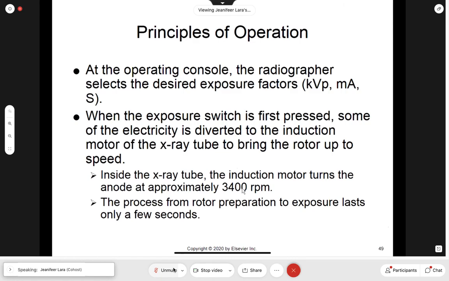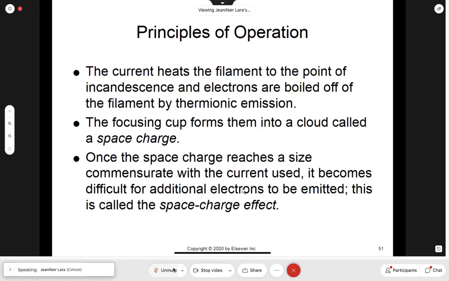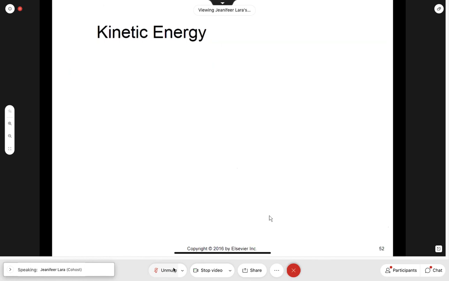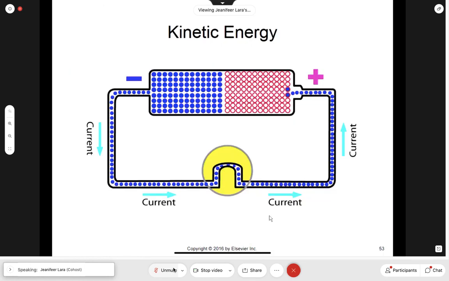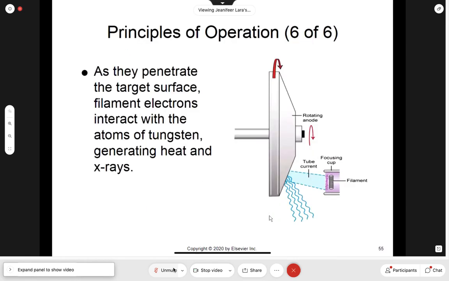While thermionic emission is happening also in phase one, the filament is going to be charged. The current heats the filament to the point of electrons being boiled off, and the focusing cup forms them into a cloud. Once the space charge reaches capacity, that's the space charge effect. This is all happening simultaneously. We talked about kinetic energy. Does it continue?